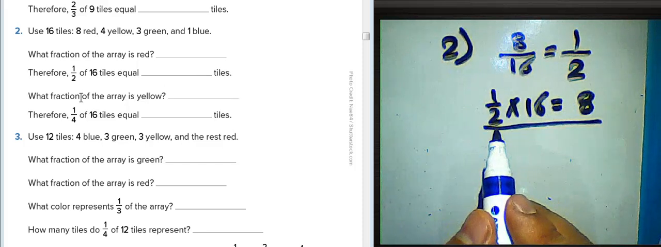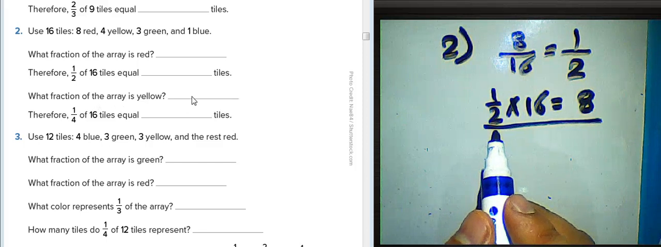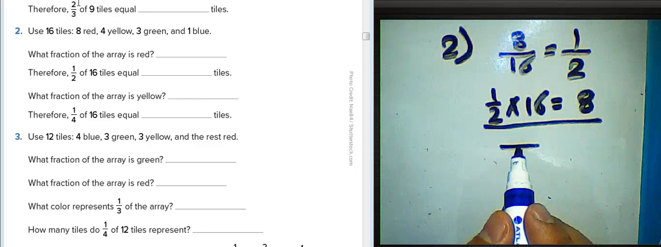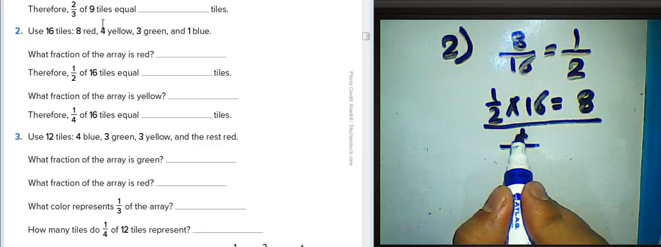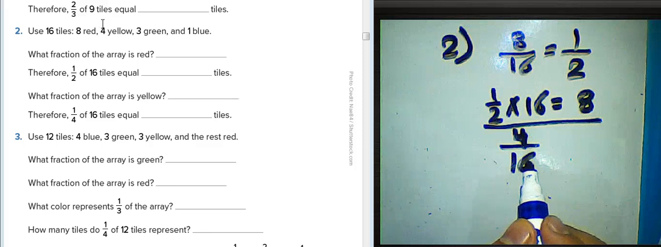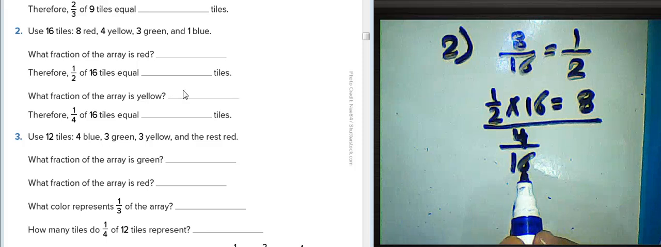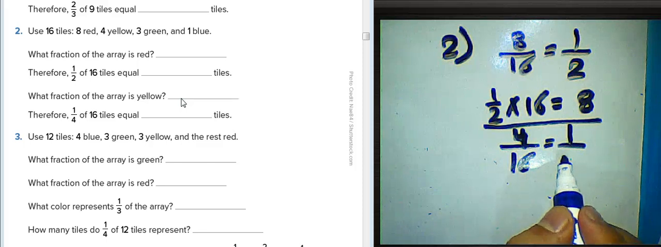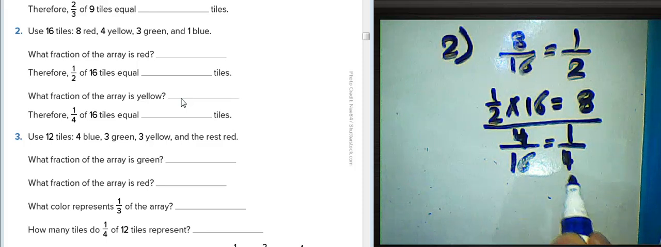And what about the fraction? What fraction of the array is yellow? How many yellow here? We have 4 yellow. Then we must write 4 over the total, 16. Right here, 4 over 16. Okay, 4 over 16, and simplify it. 4 divided by 4 equals 1 and 16 divided by 4 equals 4. The result will be 1 over 4.